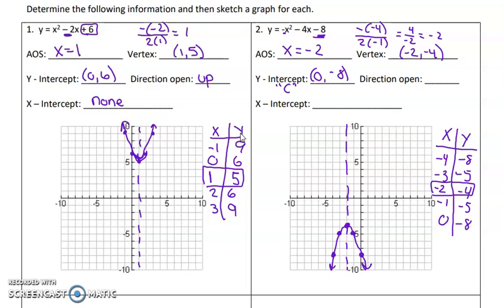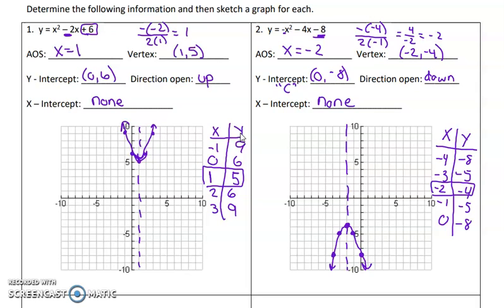This one is not opening up like the last one. This one is opening down. Okay, and our x-intercepts, well, look, we don't cross the x-axis. So this one would be none.